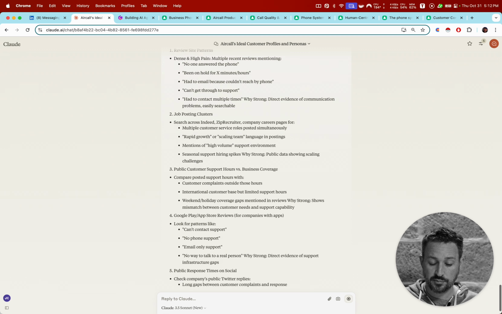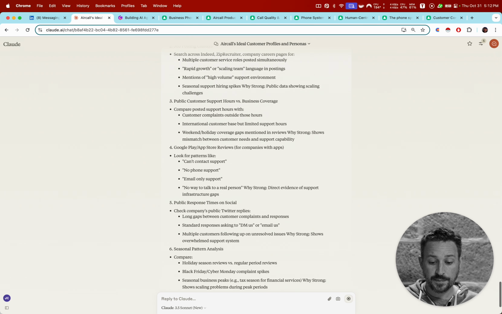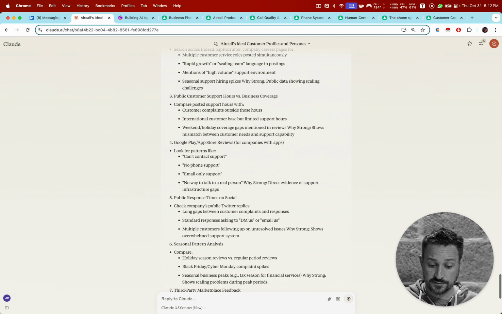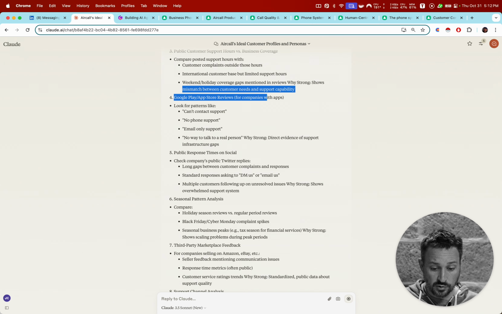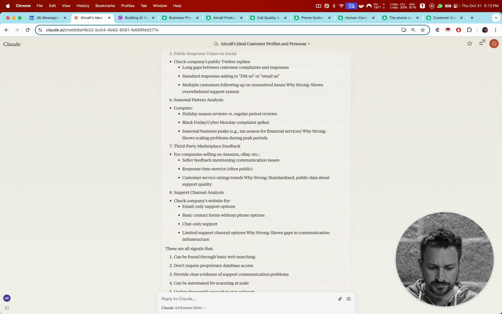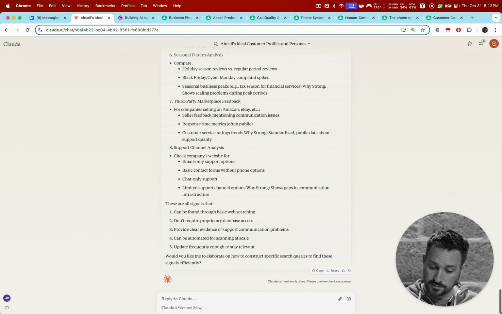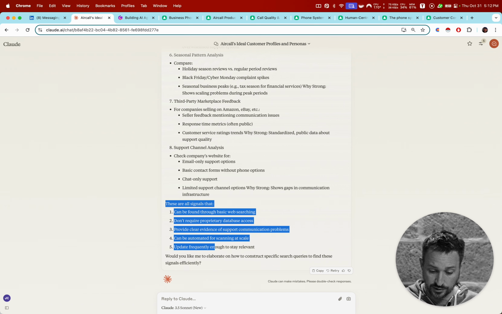Now they're actually coming up with searches, right? Rapid growth, high volume, public customer support hours versus business coverage, Google Play, right? This is great. Public response times, seasonal patterns, that's great. Third-party marketplace, maybe. Support channel analysis. This is really fantastic. So now Claude's doing a really, really good job.